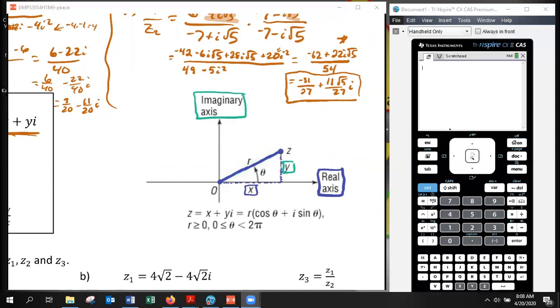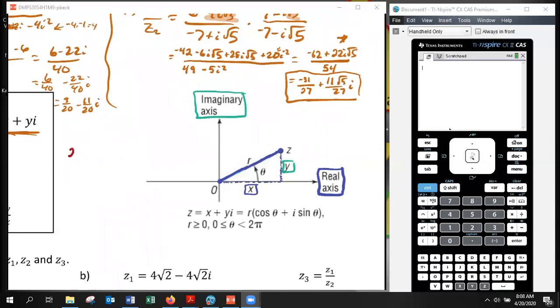So if I want to take a look at, let's say 2 plus 3i, 2 plus 3i can be graphed if we go 2 along the real, 3 along the complex. So 2 plus 3i is this point right here. There's our 2 plus 3i.